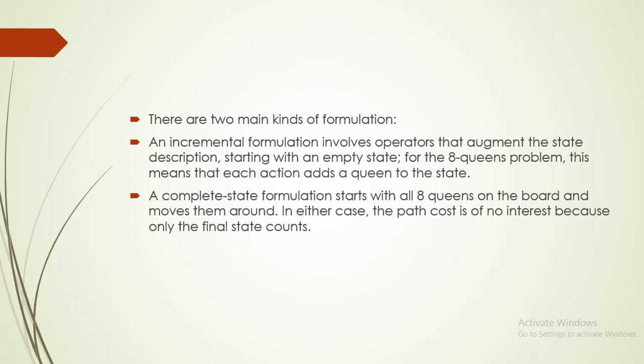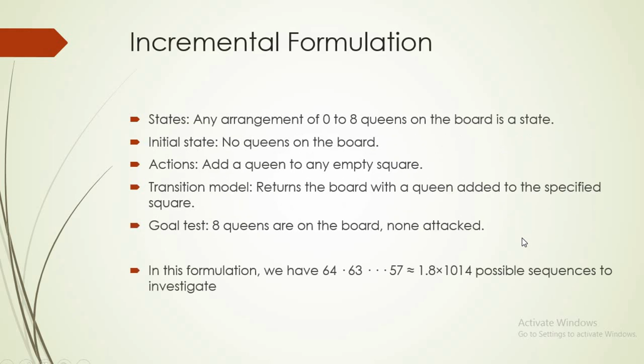So there are two kinds of formulation. The first one is called an incremental formulation, which involves operators that augment the state description, starting with the empty state of the 8 queens problem. This means that each action adds a queen to the state. The other one starts with all the queens on the board. It's called a complete state formulation, and moves them around. In either case, the path cost is of no interest because only the final state counts.